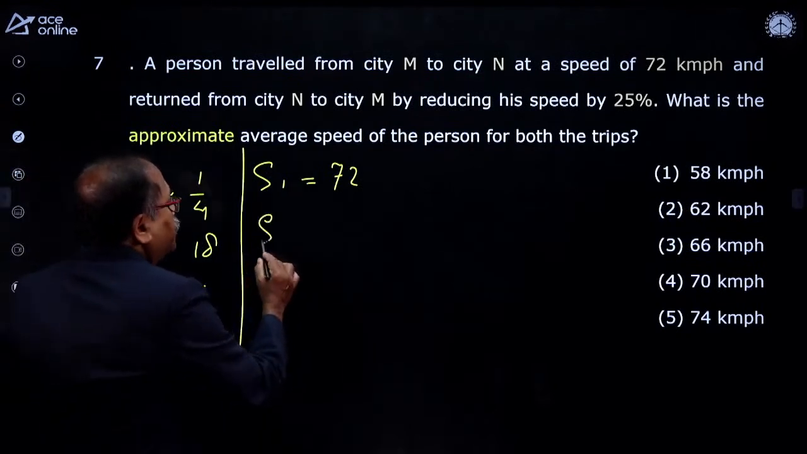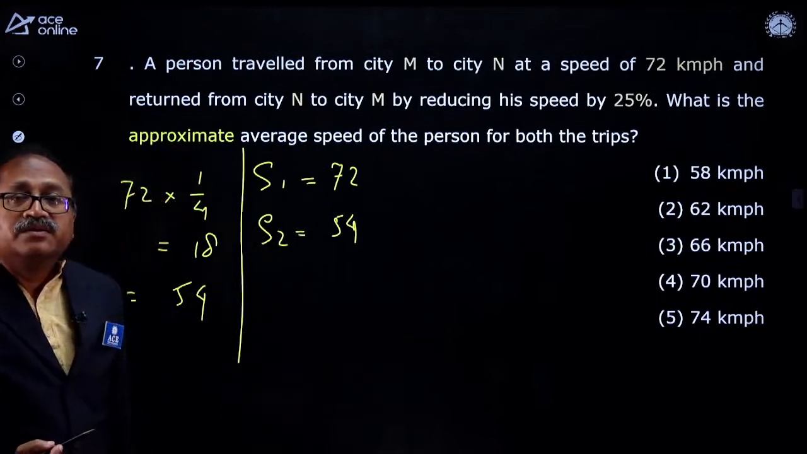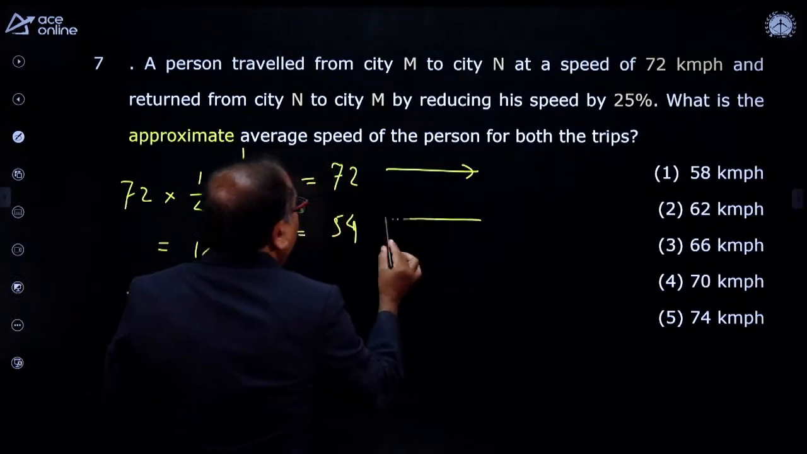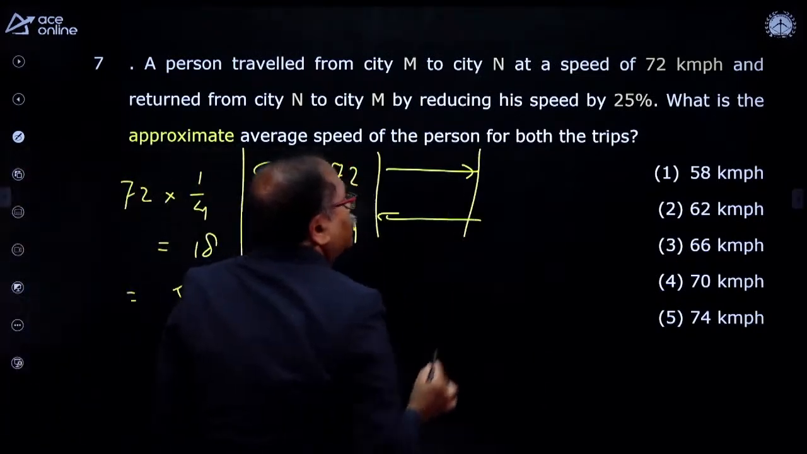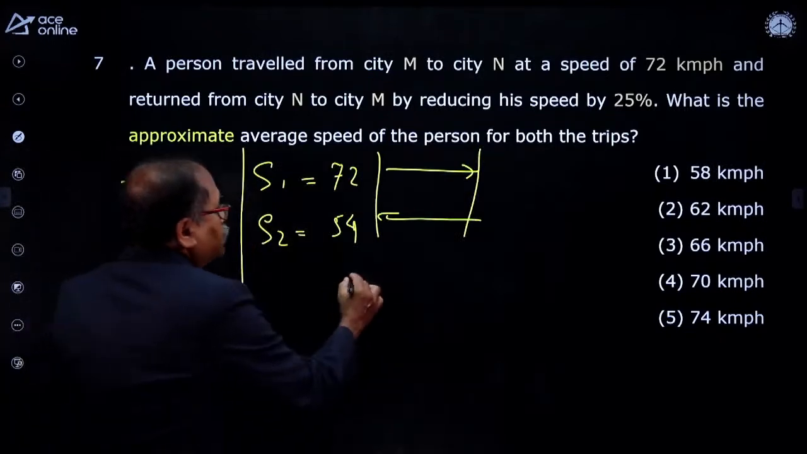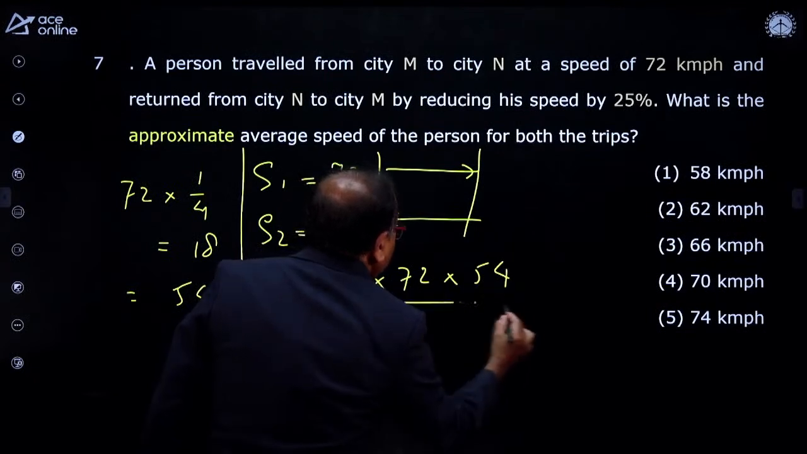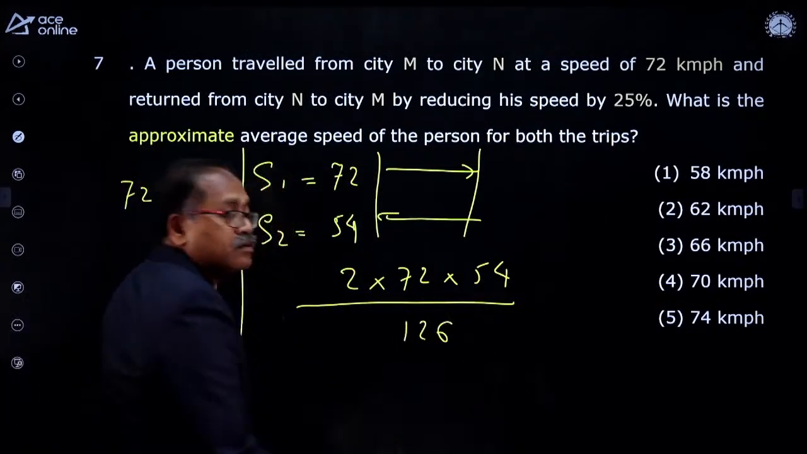Why am I repeating this? Because people are giving different answers. While going it was 72, while coming it was 54, and the distance is the same. You are asked to find the average speed, which is 2 into 72 into 54 by 72 plus 54, which is 6 and this is 12.